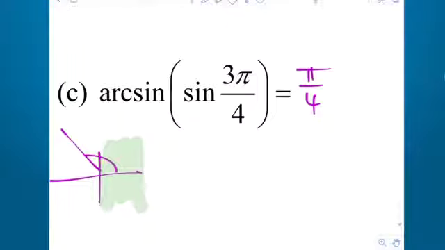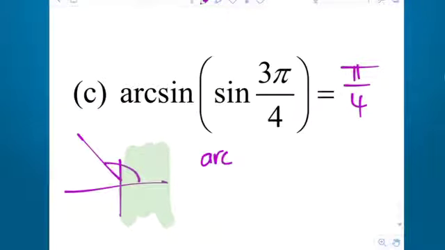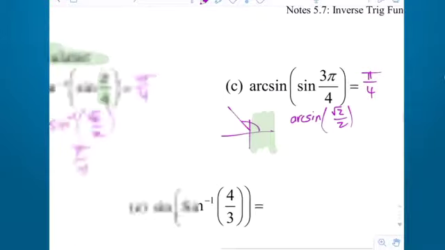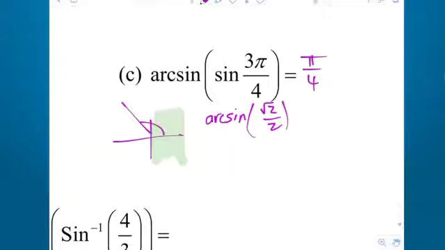The other way to do it, in this case, because we actually know what sine of 3 pi fourths is, is to work it out. But we're not always going to do that. We're not always going to know it. Sine of 3 pi fourths is positive square root of 2 over 2. And now arc sine of square root of 2 over 2, just like we did in the previous problem, is actually pi fourths.